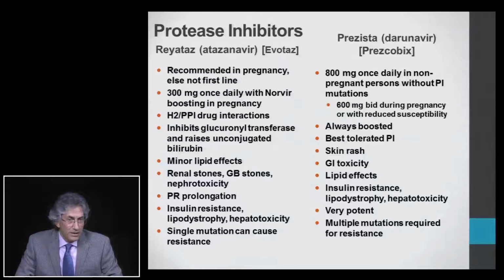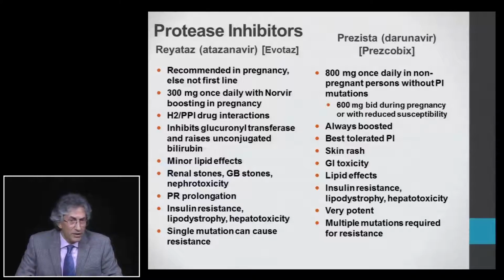This is not on the list of first-line drugs in the DHHS guideline except in pregnancy, and so I included it here just for that purpose. It's recommended in pregnancy as first-line, but otherwise is not first-line. It's given in pregnancy as 300 milligrams once daily. There's a 300 milligram capsule, again with 100 milligrams of Norvir and the nucleoside backbone. And I include it here because although Prezista can be given in pregnancy too, that becomes twice daily, and Reataz is the only protease inhibitor that's once daily in pregnancy.